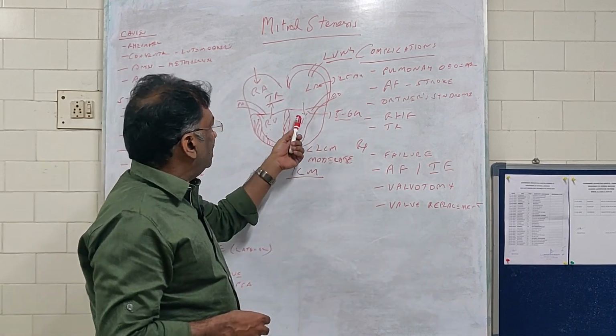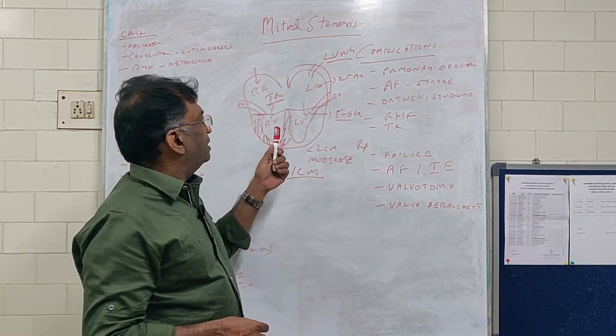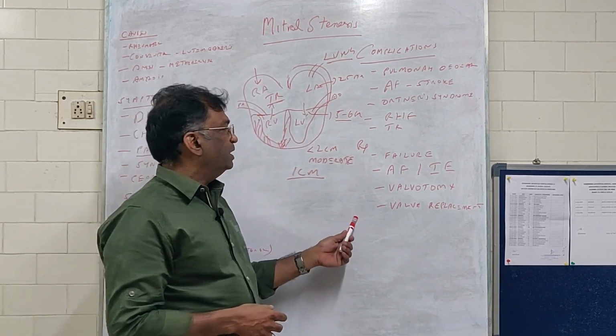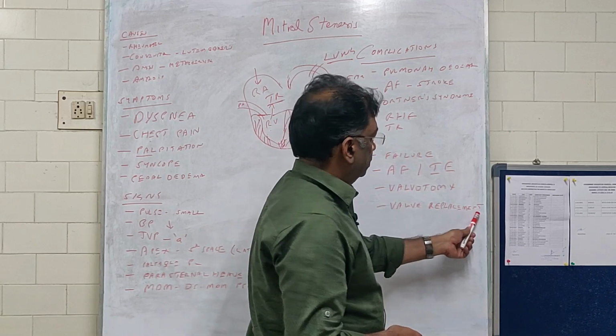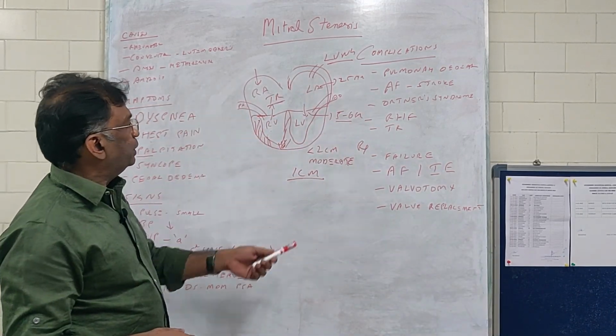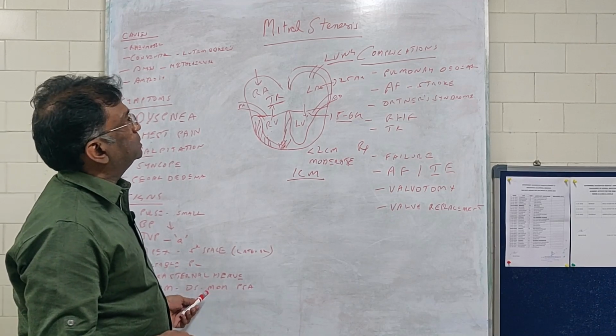But remember, if the valves are calcified and if the patient is having associated MR, you have to do a valve replacement. Okay, this is about the treatment. This pretty much summarizes what you need to know about mitral stenosis. Thank you.